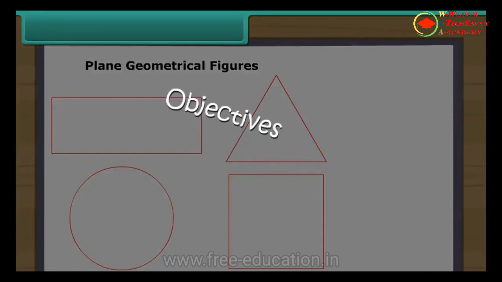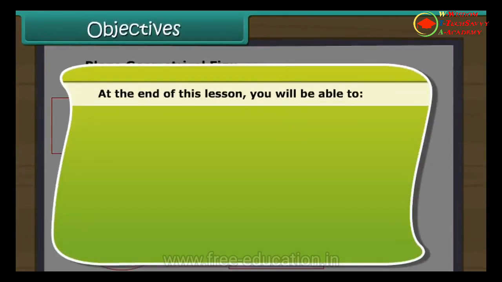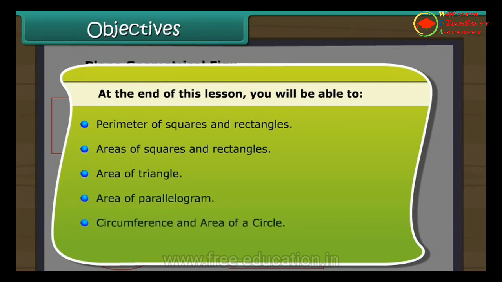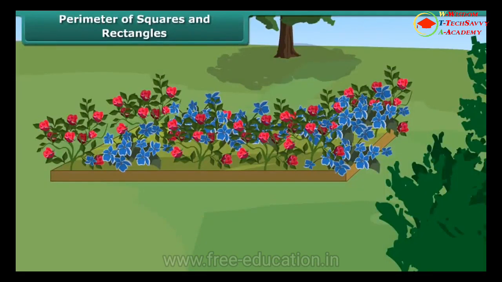Objectives. At the end of this lesson, you will be able to find the perimeter of squares and rectangles, areas of squares and rectangles, area of a triangle, area of a parallelogram, circumference and area of a circle, and unit conversions.